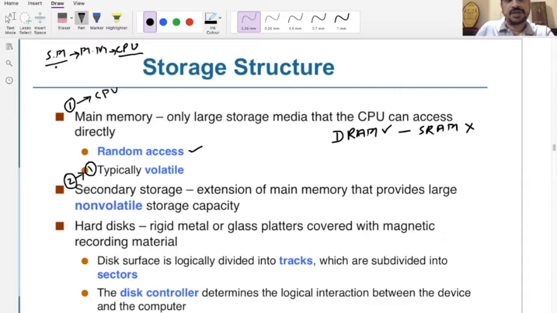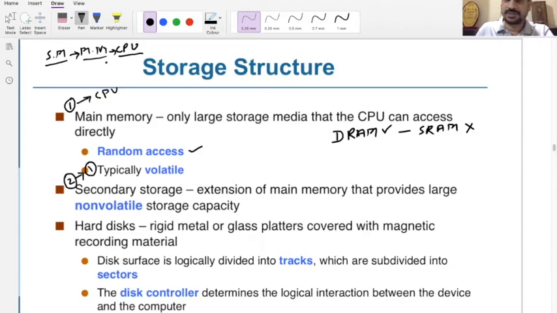Why? Because if we want to fetch data from secondary memory and give it to the CPU, there is always a lack of speed, and this gap cannot be matched with the CPU. So if we take data from secondary memory directly to the CPU, your system will be very slow.